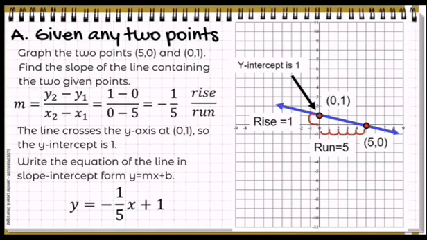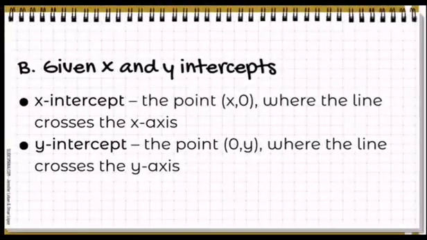Again, the line crosses the y-axis at (0, 1), so the y-intercept is 1. Write the equation of the line in slope-intercept form, y equals mx plus b. Therefore, we have y equals negative 1/5 x plus 1. Now, let's have the second given.